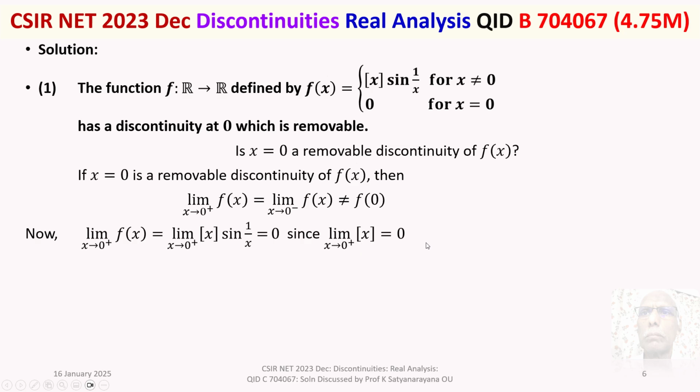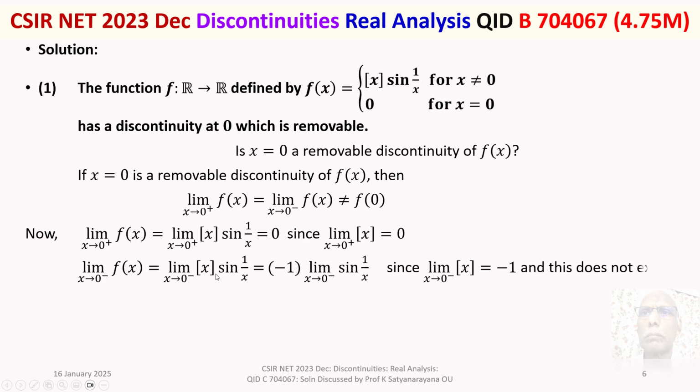So the limit exists. Limit x tends to 0 minus of f of x is the limit x tends to 0 minus of bracket x into sine 1 by x. Limit x tends to 0 minus of bracket x is minus 1, and that is equal to minus 1 into limit x tends to 0 minus of sine 1 by x. This does not exist. So therefore, on the whole, the limit x tends to 0 minus f of x does not exist.